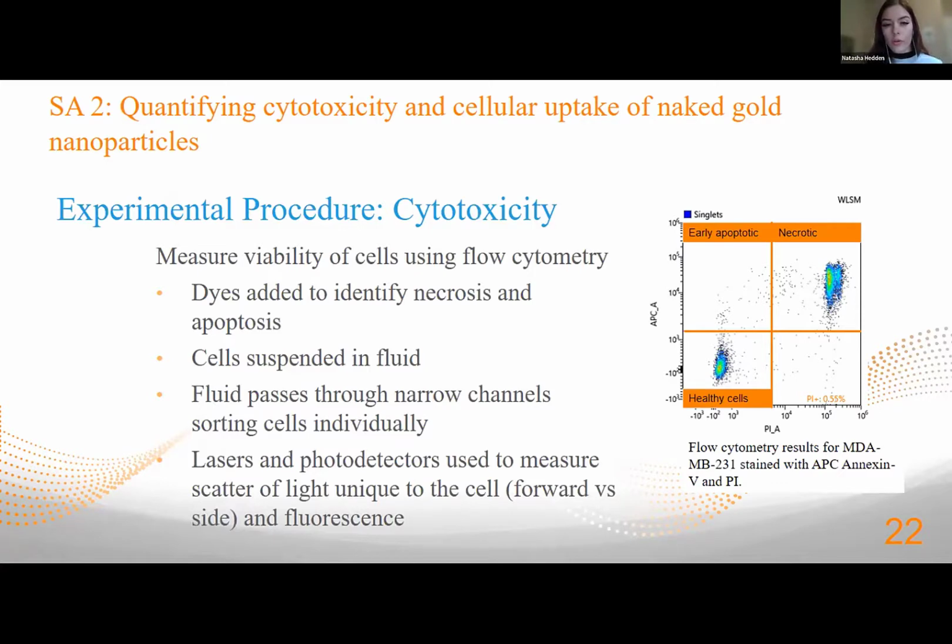So essentially, just to go quickly through the flow cytometry, we add dyes to identify necrosis and apoptosis. So we stain these cells with APC annexin 5 and propidium iodide. Essentially, annexin 5 will indicate apoptosis, and the presence of both annexin 5 and propidium iodide will indicate necrosis, as we can see in the image on the right. So that top right would be indication of both annexin 5 and propidium iodide, whereas the bottom left, we would have no sign of either stain.